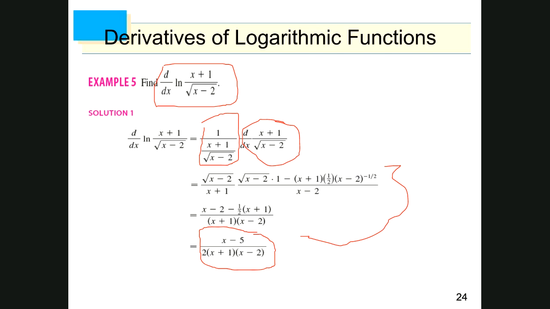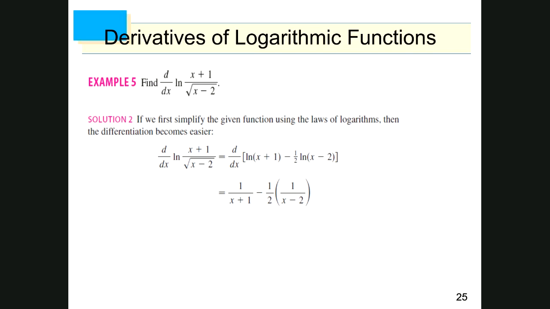Because the next example, or the next solution, is what I want you to do in my test, all right? If I give you the derivative with respect to x of ln of some complex function, I expect you to start by simplifying that complex function, all right?